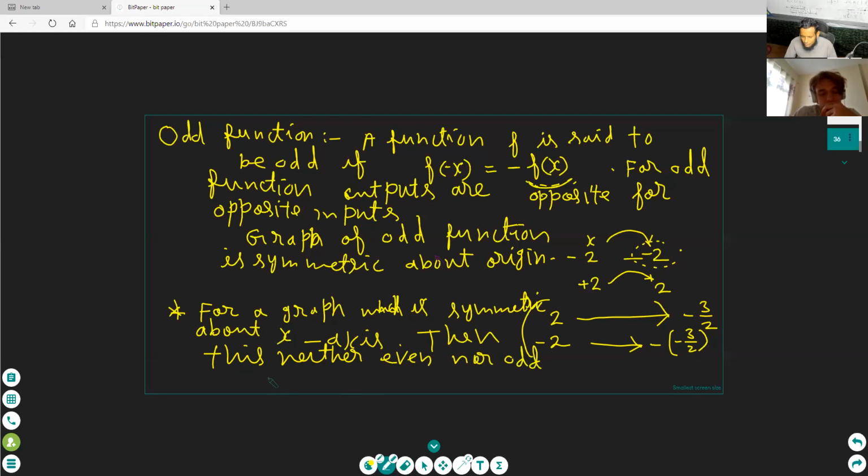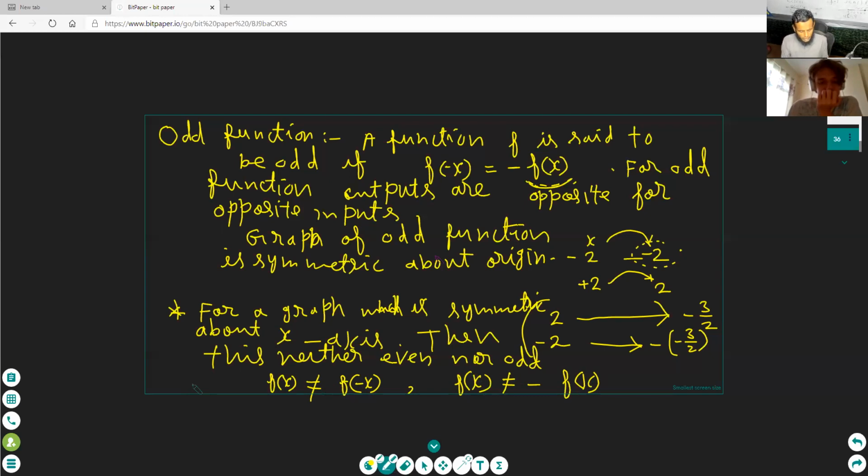Or you can also check it: if f of x is equal to f of minus x, this is even. In this case, it will not be. f of x and f of minus x both will not be equal. Clear? For neither even nor odd, it is clear or not clear? The concept is clear?